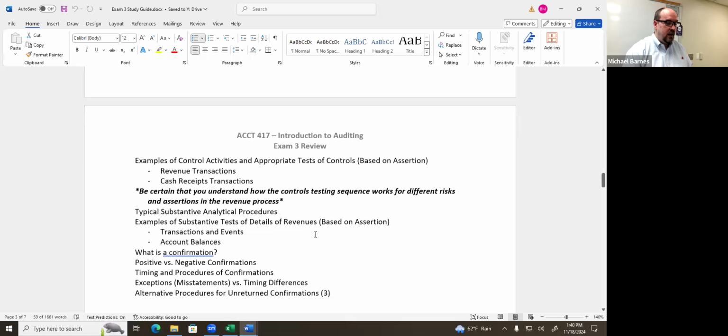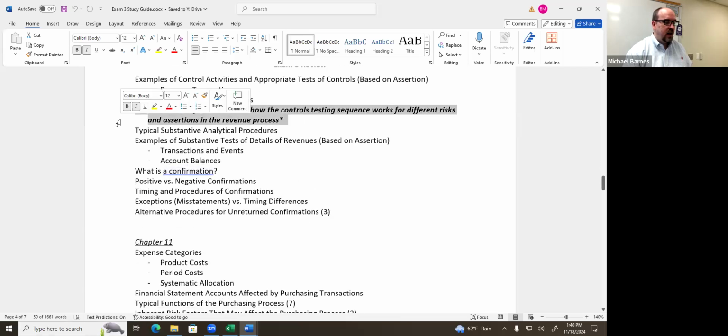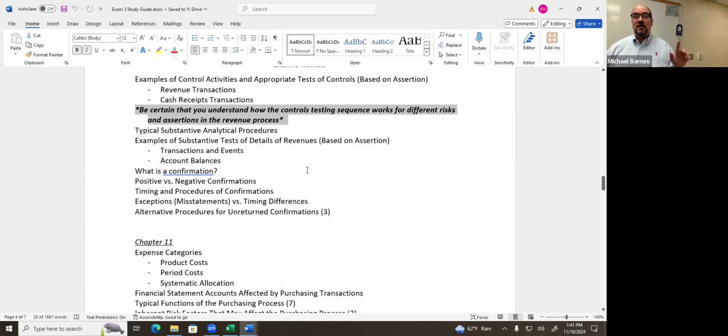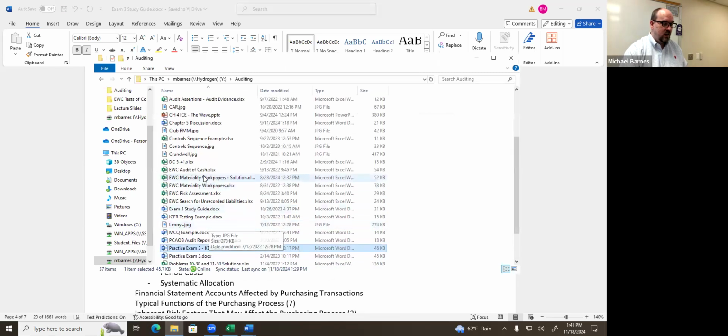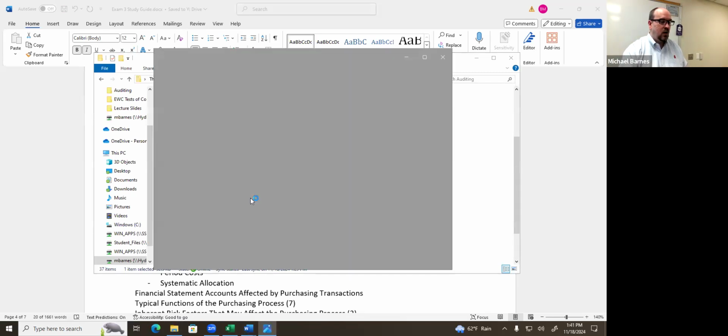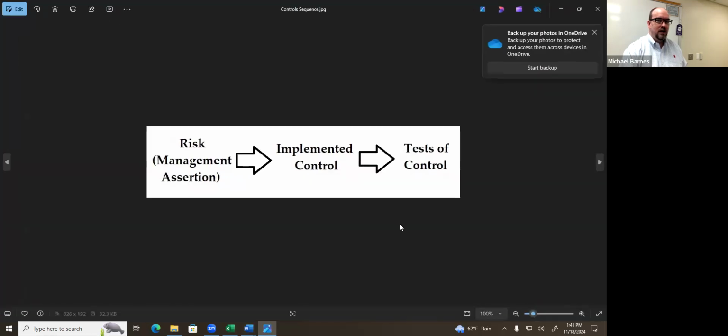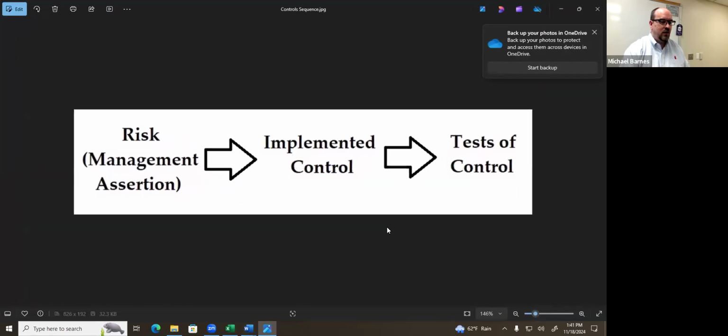Then something that you notice that's really important, because I've got a star, I've got it italicized, and I've got it bolded. This is something that we talked about a lot. Remember those 6 tables I said you had to review? Make sure you are very familiar with all of those. And that goes back to the control sequence. Just as a reiteration of the control sequence, my diagram that I put together, that was an incredible piece of artwork, this right here, is on the Brightspace image for this course. So we identify the risk that's associated with the management assertion, because that's how we characterize risks as auditors.